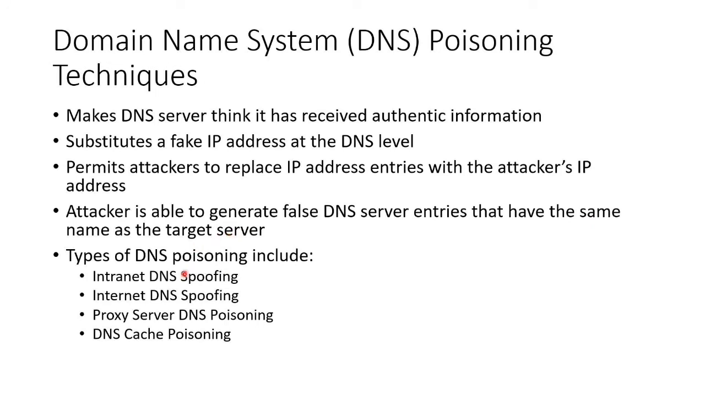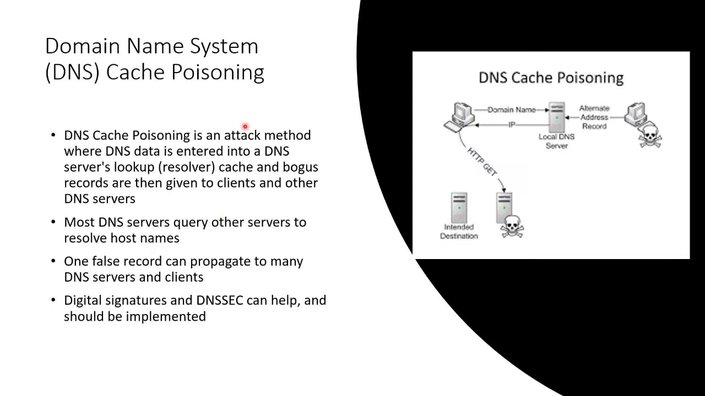So, different ways of DNS poisoning. We could do it on the internet, on an intranet, or on a proxy server. We could also just poison the cache of a DNS server. We could also, quite honestly, poison the cache of a DNS resolver, a client, as well as its host file. So DNS cache poisoning, we are entering phony DNS records in the client's resolver cache or in a DNS server resolver cache.